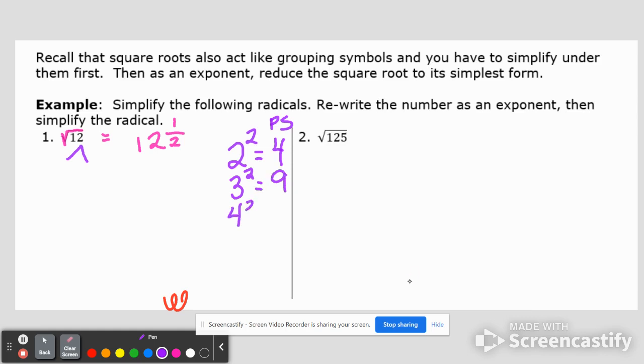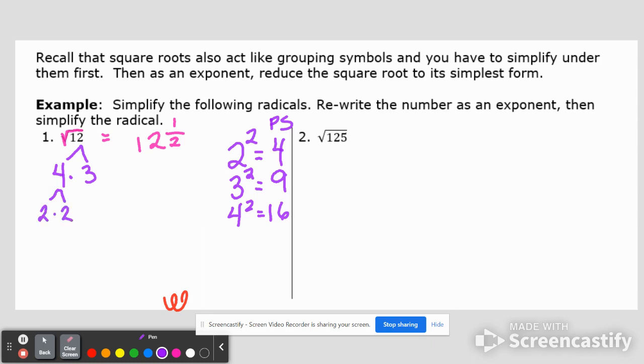I could go to 4 squared, but I know it's not going to be bigger than 16 because my number is 12. So I could start with 4. 4 times 3 makes 12. So I'm going to use 4 and 3. So here is my perfect square, and there's my prime number. 4 can be factored into 2 times 2.